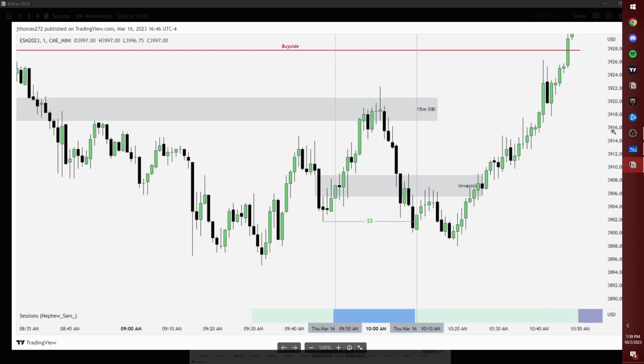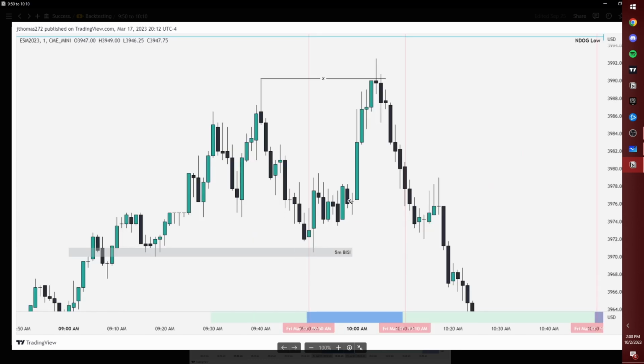You can see you're only looking for 5 points. That's roughly at 39.10. You only need 39.15. What do you do? Retrace all the way up into the 15-minute fair value gap, as well as, more importantly, above the buy side liquidity here. Okay. Make sense? So consolidation, you're looking for the expansion entry.